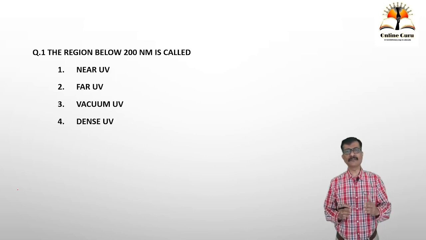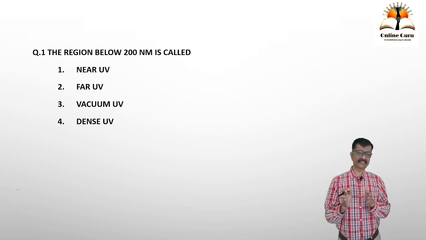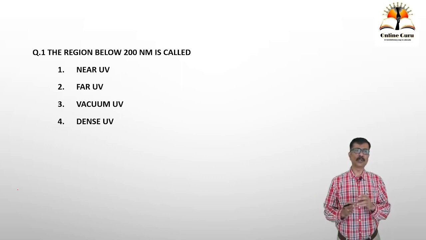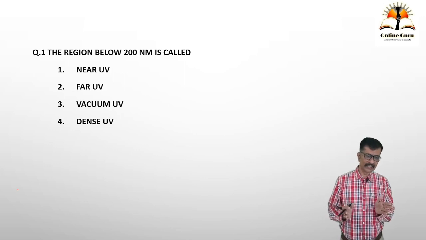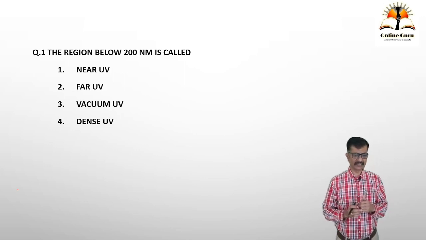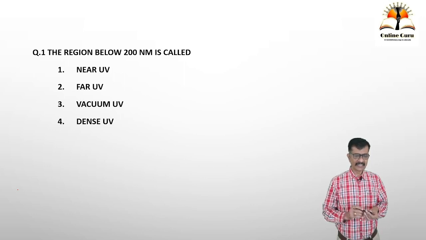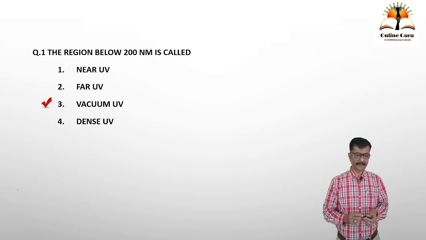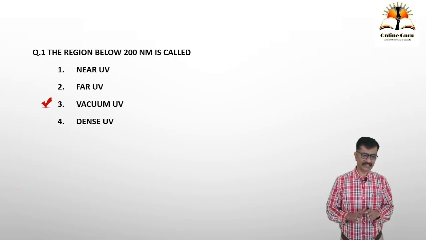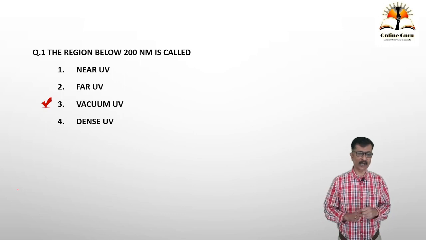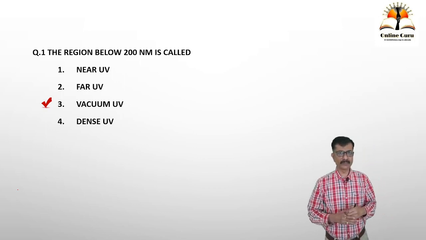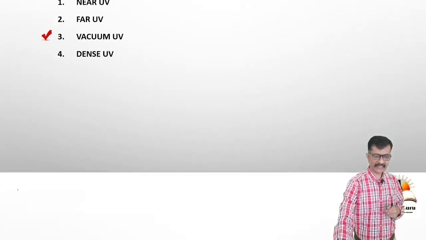This is a straightforward question. You can see this appears in the literature directly. But even if you don't recall anything, you can just go by a method of elimination. Near UV, the term is not there; far UV, again the term is not there; and dense UV, the term is not there. So vacuum UV is the answer if you want to go by the method of deletion. Okay, let's go for the next.